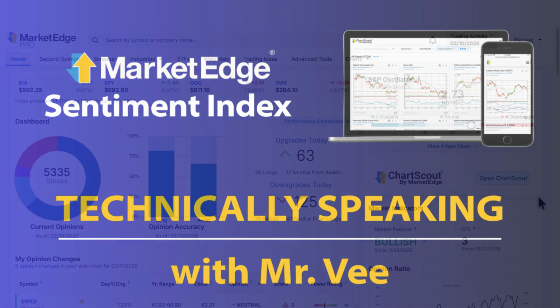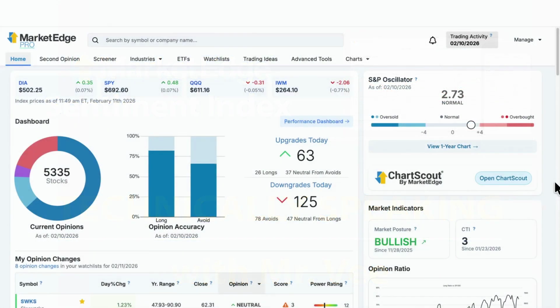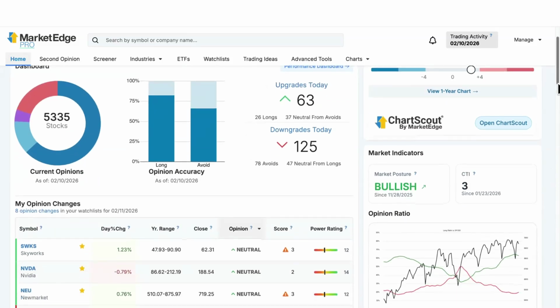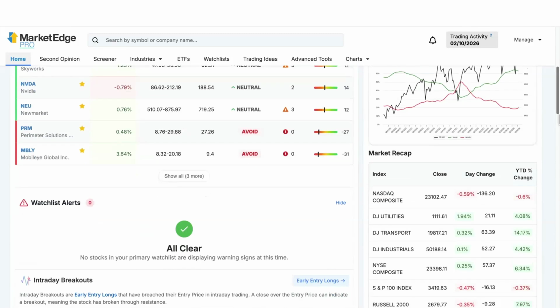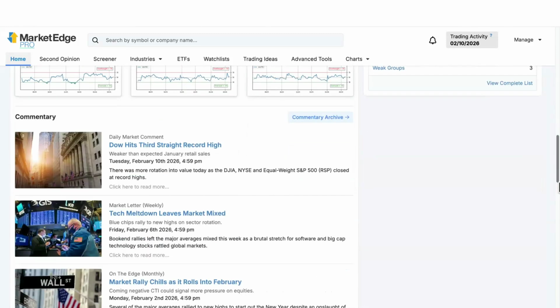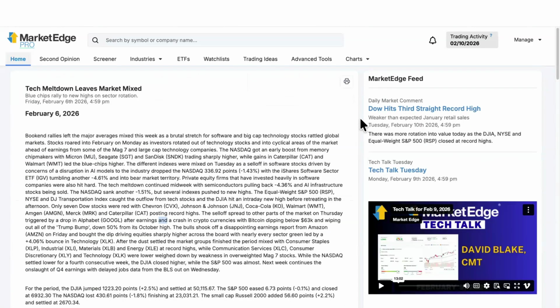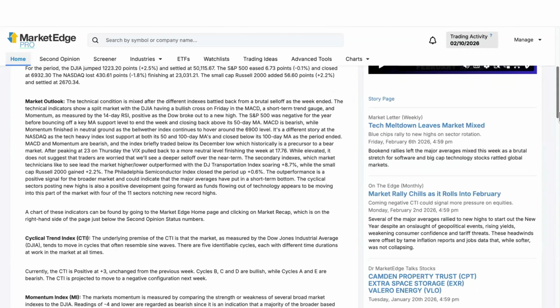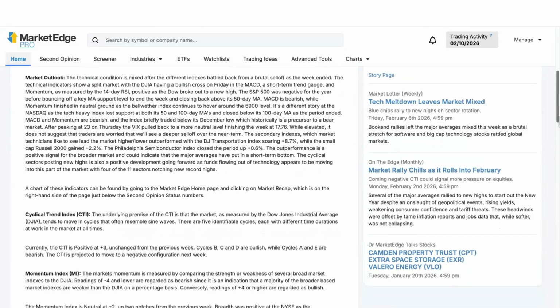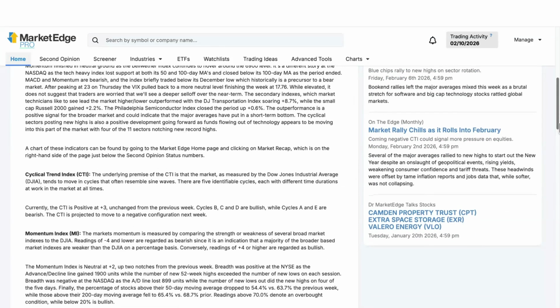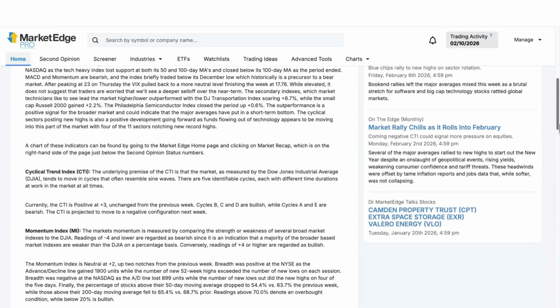All right. I've got to give you a little bit of the background here. One of the more popular things on MarketEdge is our market timing models, and they are updated every Friday night. There are 3 of them, and you can find those in the Market Letter Weekly, which is updated every Friday night. And here's a little commentary about what the market did over the previous 5 days of trading and our outlook for the future. Now, what you'll see underneath Market Outlook are the 3 market timing models we use to form our market posture, which is either bullish, bearish, or neutral.